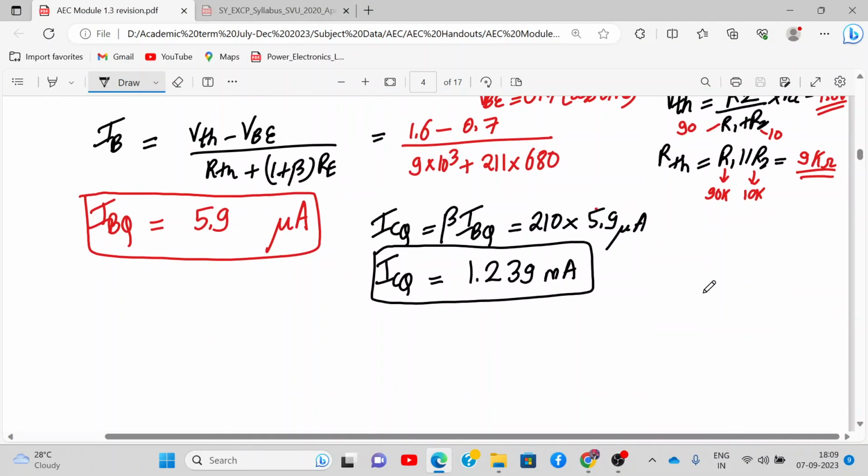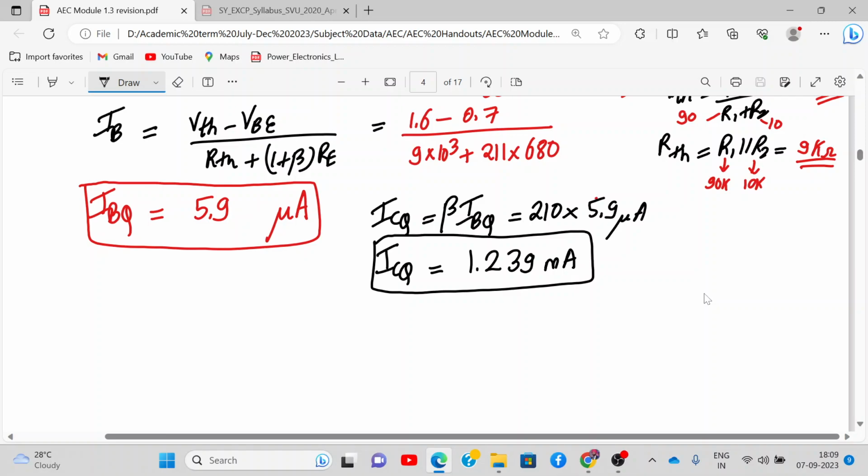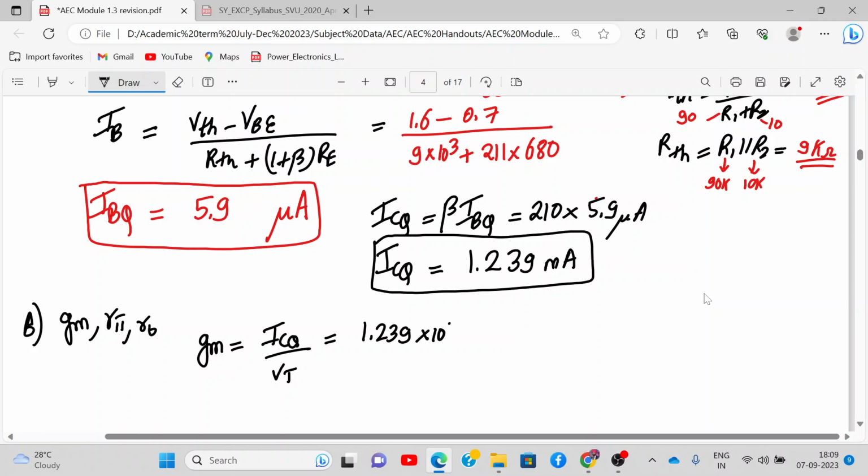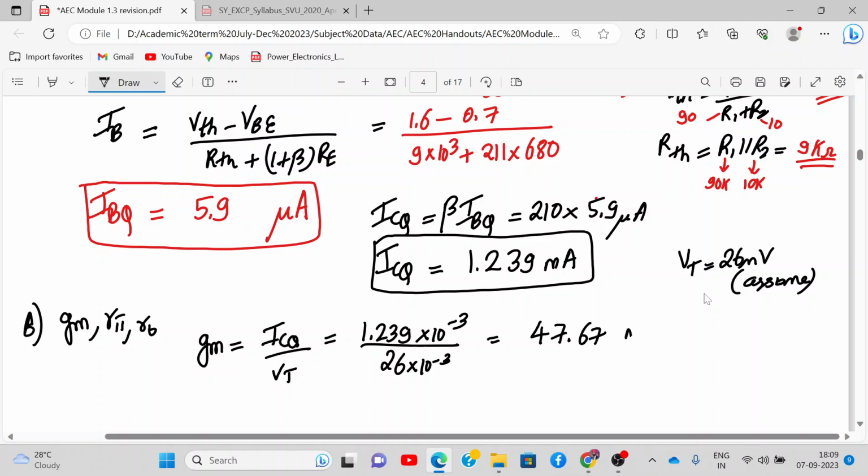Next, let's calculate the small signal parameters. That's the B part: calculate small signal parameters, that is Gm, R pi and RO. You remember you have written the formula. So first calculate Gm: ICQ upon VT. That is 1.239 into 10 raised to minus 3. What is VT? 26 millivolt. We have to assume it if it is not given. So how much is this? 47.67 milliampere per volt.